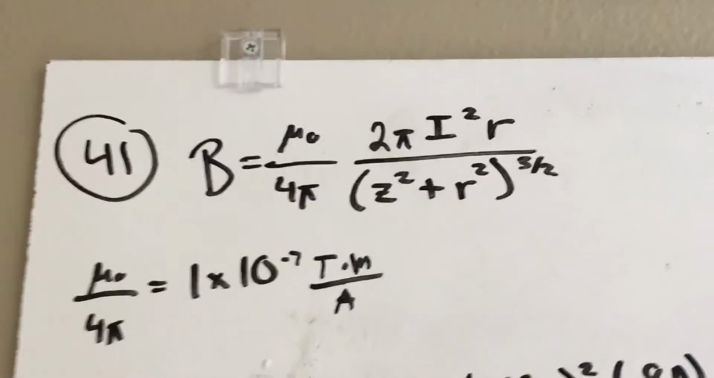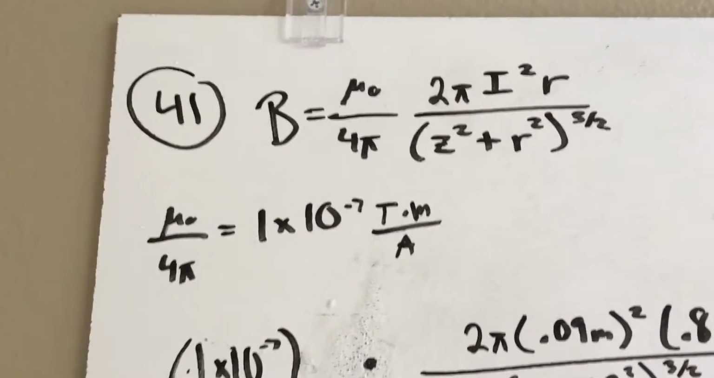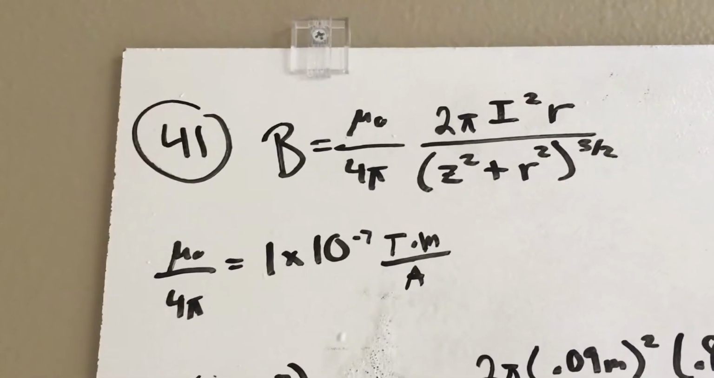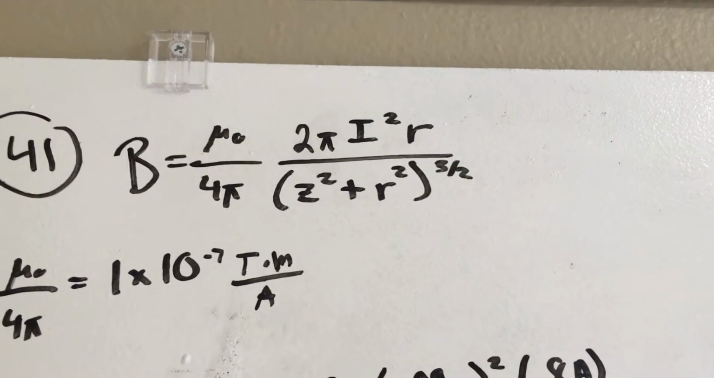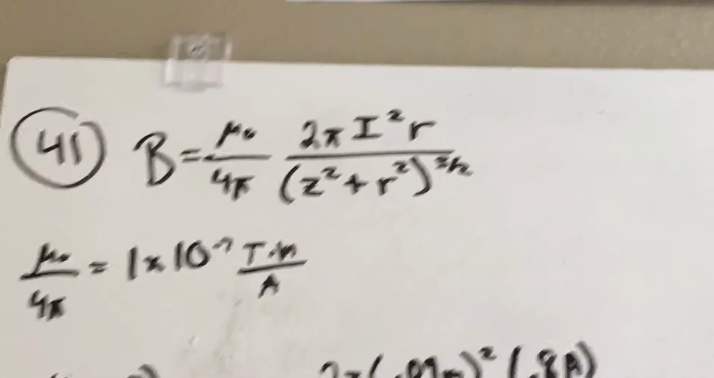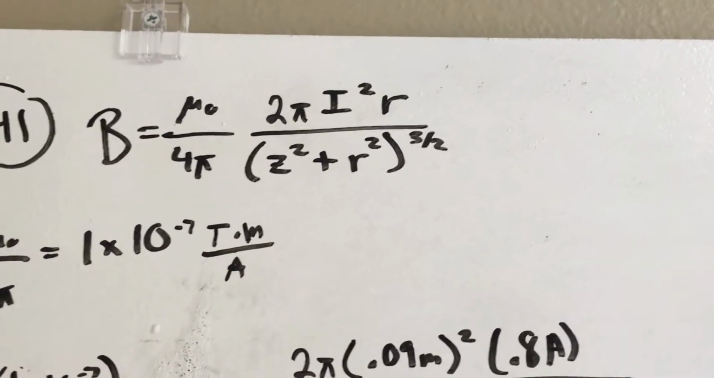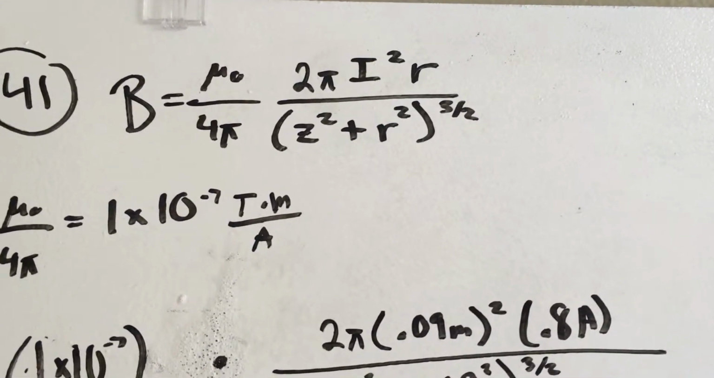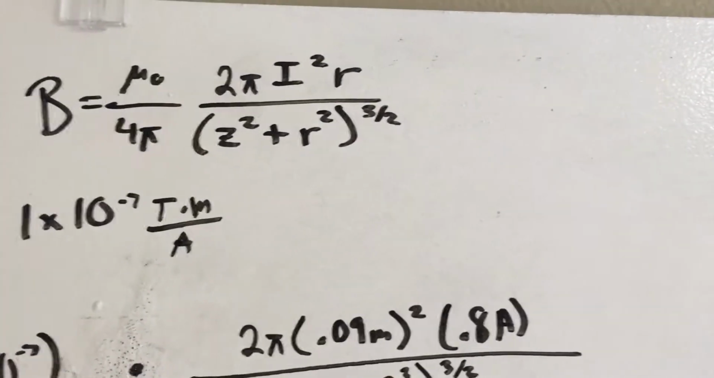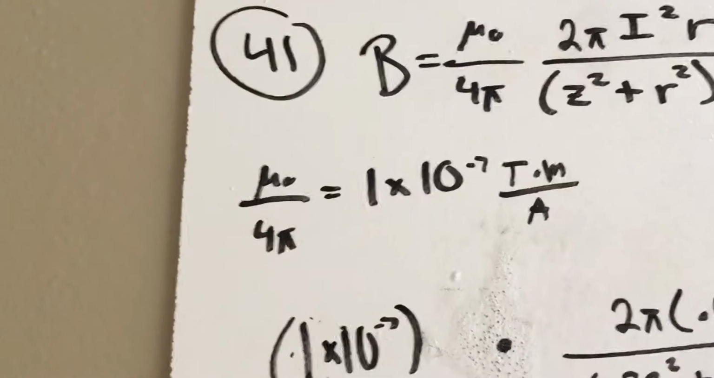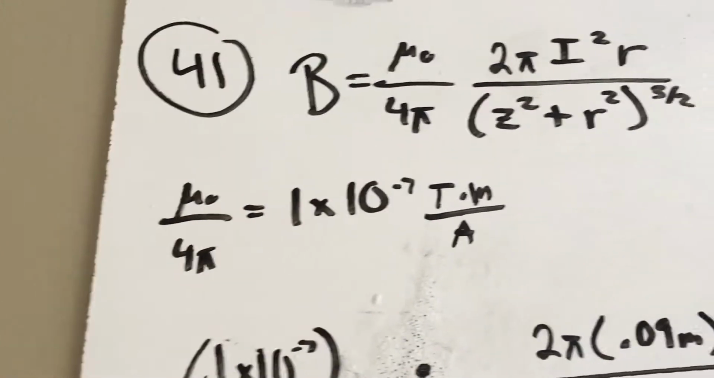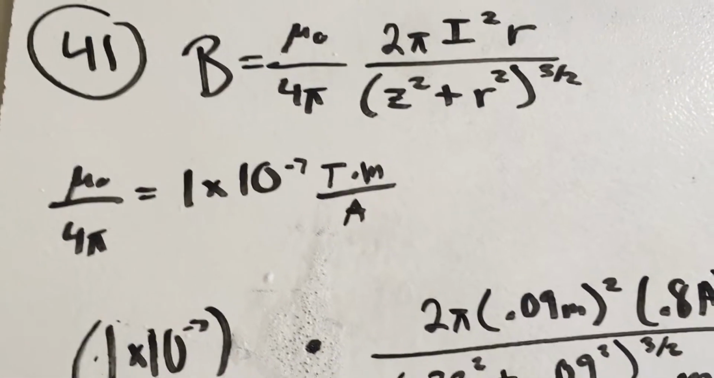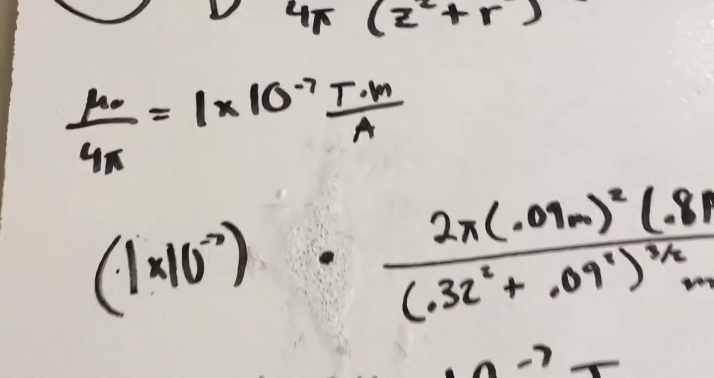I have my equation for the magnetic field of a loop, which is mu naught over 4 pi times 2 pi I R squared, I being the current, R being the radius, and Z being the distance, over Z squared plus R squared to the 3/2 power. So I have mu naught over 4 pi equals 1 times 10 to the negative 7th tesla meters per amp.